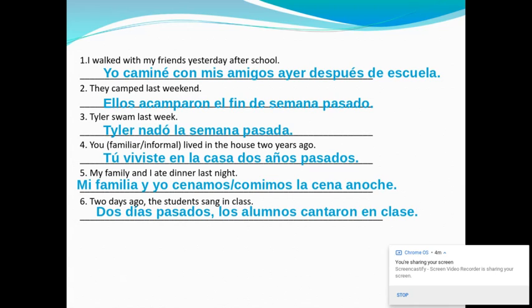So please notice you have things like yesterday after school, last weekend, last week, 2 years ago, last night, 2 days ago. We know exactly when in the past these actions took place. If you think about the keywords in the imperfect, we had in the past, when I was a kid, when I was 10, many years ago. All of those terms tell us that something took place in the past. We just don't know when. But something like yesterday or last weekend or last week, we know when that happened.